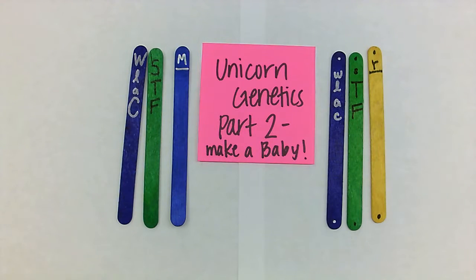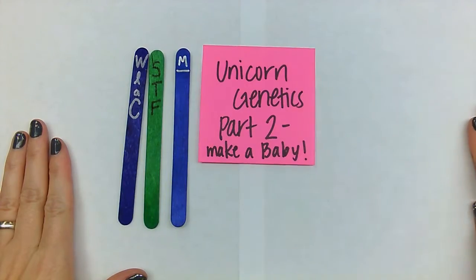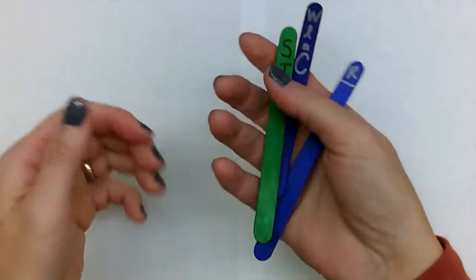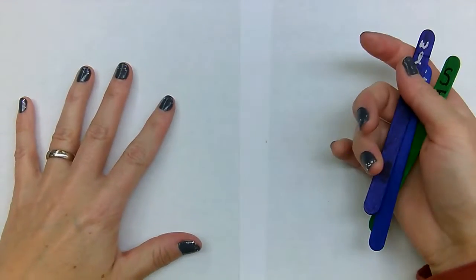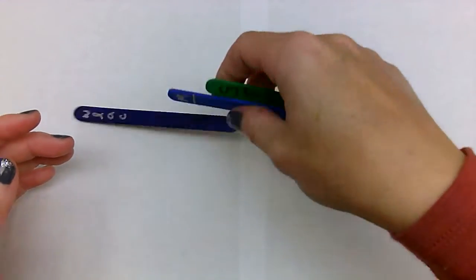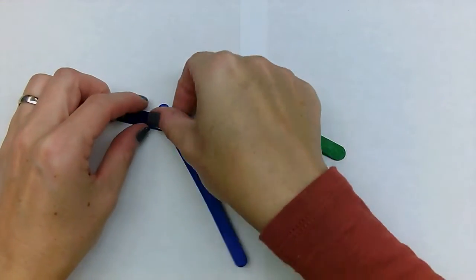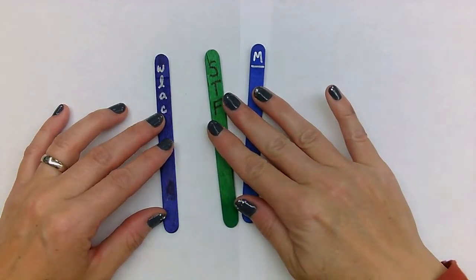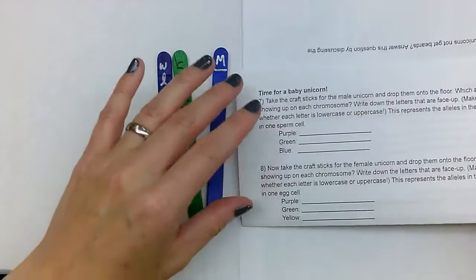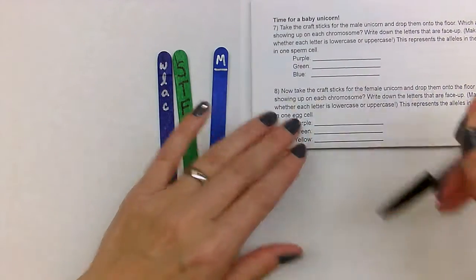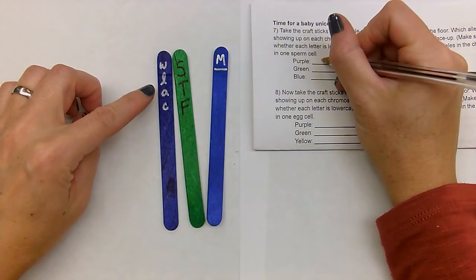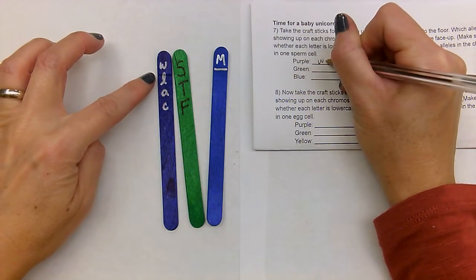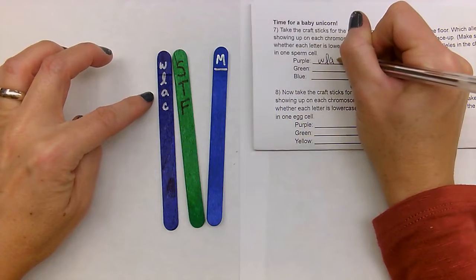Okay, so we are going to pick up the male. We're going to get rid of the female for now, and get rid of the title. We're going to take the male, mix it up, and randomly drop it. Okay, so we have face up is these. We're going to write here what's on the purple allele. So W on the purple chromosome, little w, little L, little A, little C.